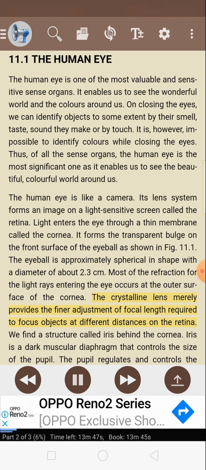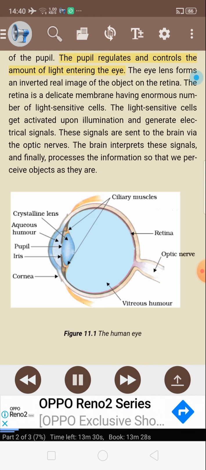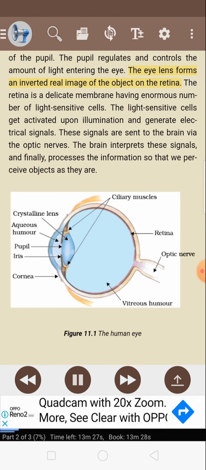The crystalline lens merely provides the finer adjustment of focal length required to focus objects at different distances on the retina. We find a structure called iris behind the cornea. Iris is a dark muscular diaphragm that controls the size of the pupil. The pupil regulates and controls the amount of light entering the eye. The eye lens forms an inverted real image of the object on the retina.